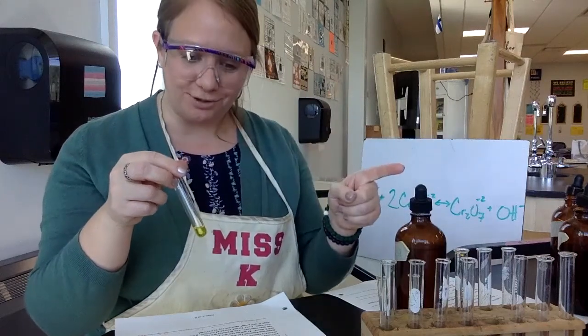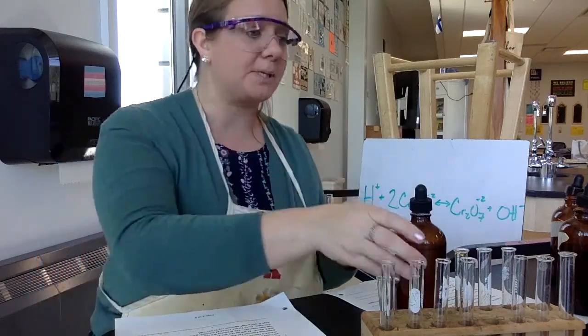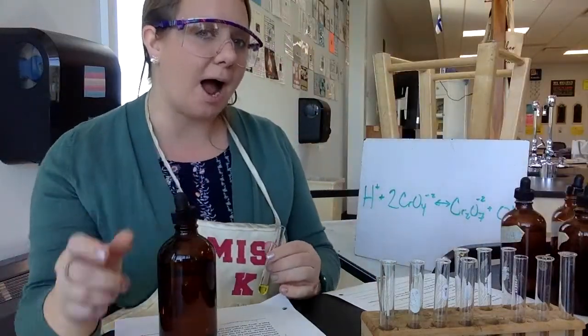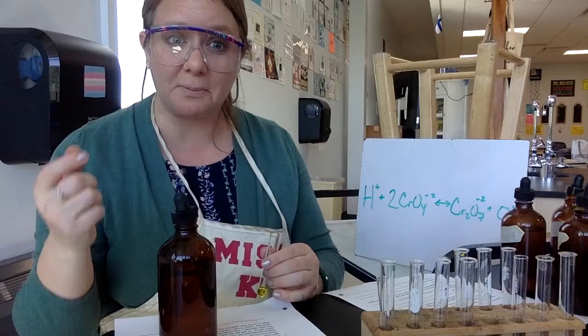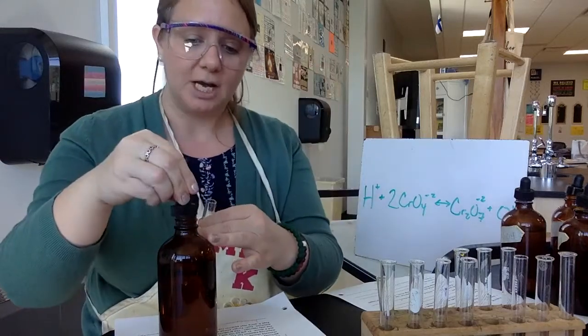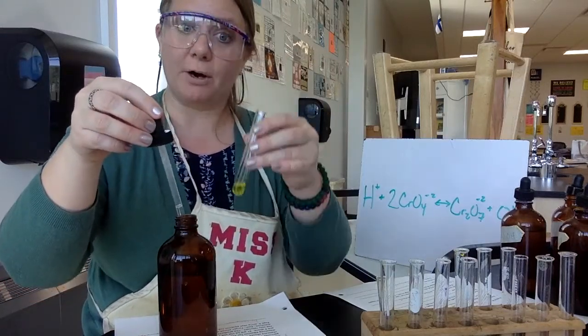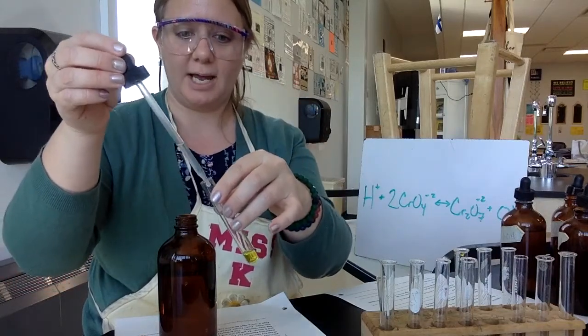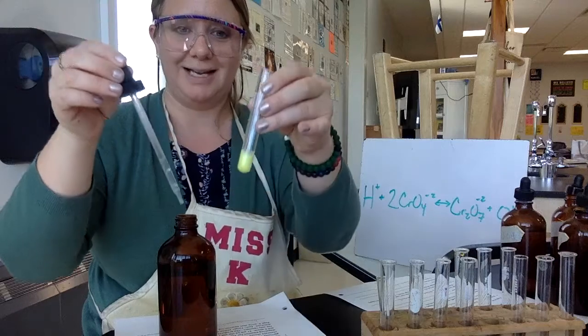Now I'm going to introduce the new variable. I'm going to add 2 drops of barium nitrate. So now there's another ion available for maybe something else to happen. Let's see what happens. So I add my barium nitrate. I've got my CrO4. Here we go. Check it out. Add it, and look at that.